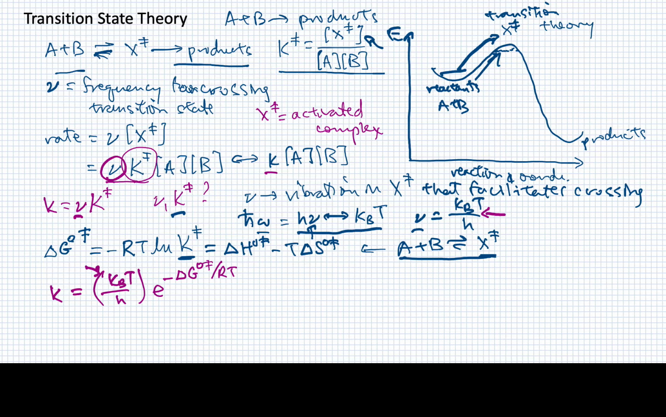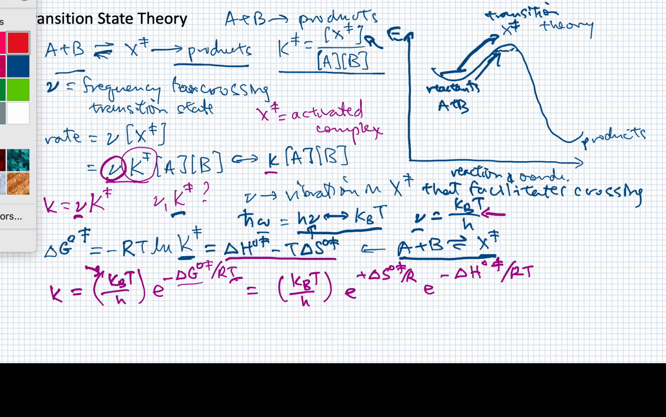But I want to go a step farther, and I want to write out delta G as we've done up above here, so that I can write this rate constant as equal to this frequency factor times e to the, I'm going to put delta H and delta S in reverse order, so it's plus delta S0 double dagger over R, because we're dividing by temperature here, e to the minus delta H0 dagger over RT.